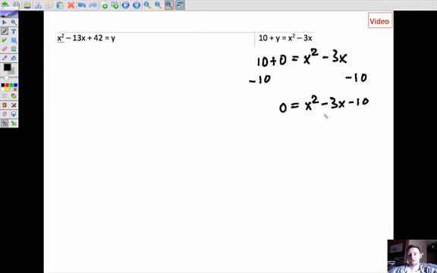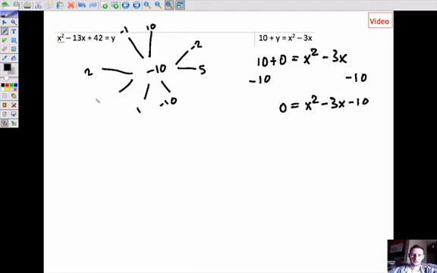Then I need to factor it, so I'm going to look at the factors of negative 10. And I could have 1 and negative 10, negative 1 and positive 10, negative 2 and 5, or 2 and negative 5. So part 2 is look for which pair of factors over here will give me negative 3 when I add them together. And that's going to be a positive 2 with a negative 5.